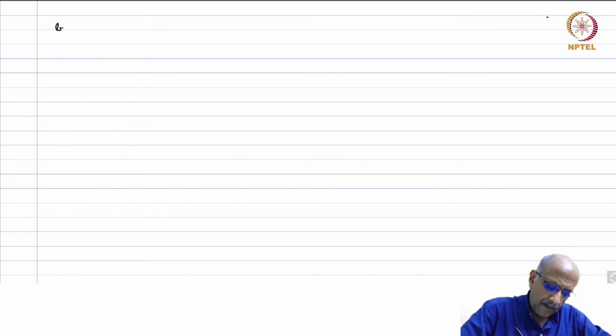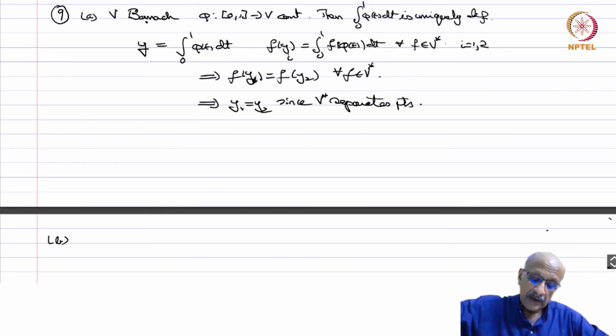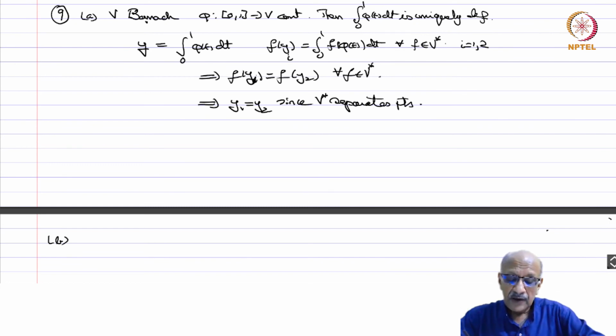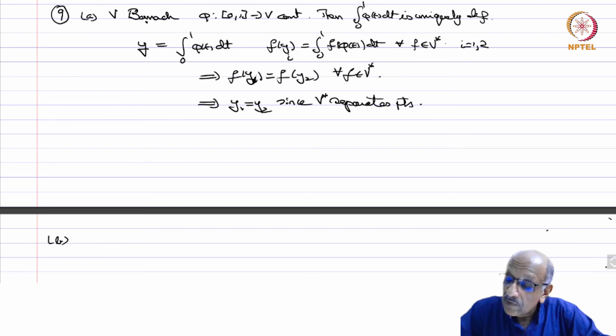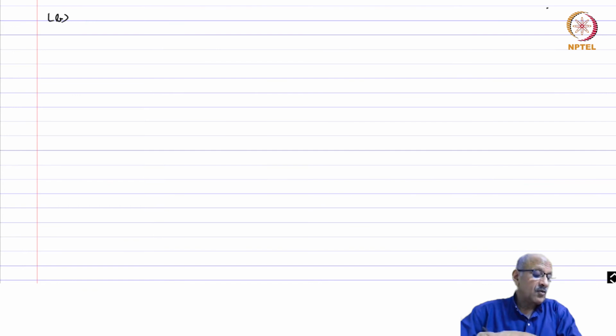So, B. What did we see? How was the integral defined? Namely, every continuous linear functional should go through the integral. So, that is what we saw. And now we will show that in fact every continuous linear operator also goes through the integral.